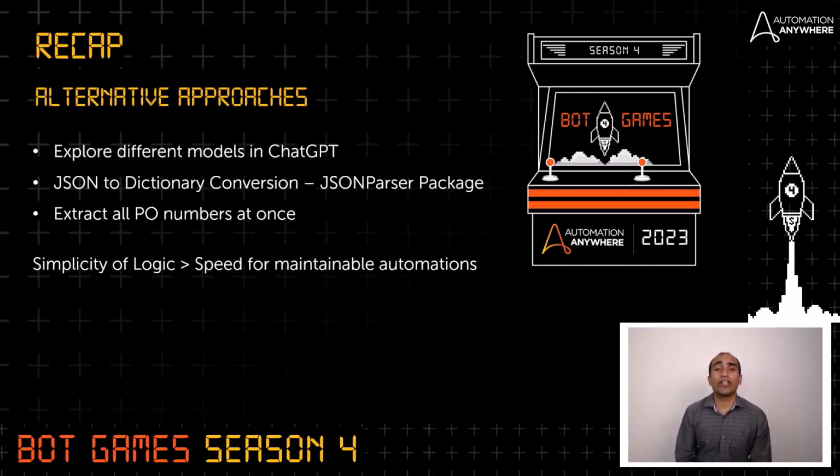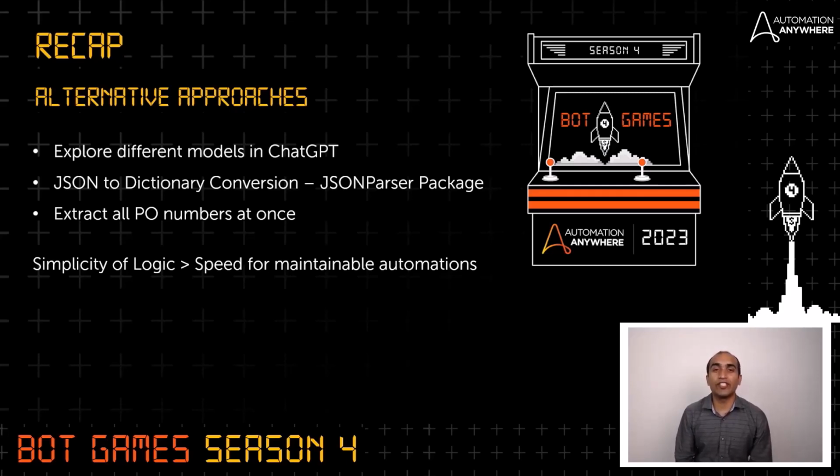And once you get the response in JSON, you can also convert it to dictionary using a package called JSON parser package that's available in the bot store. That can help you save some time as well. Another option is to extract all PO numbers at once from the challenge page instead of getting each PO number at once, so that you can avoid the time taken to switch between different applications.